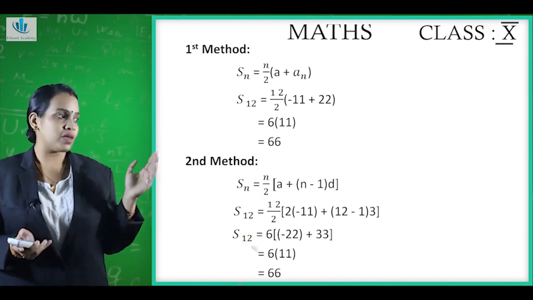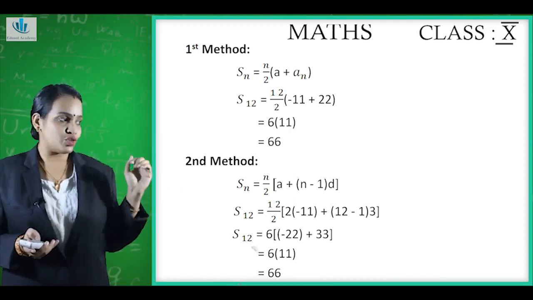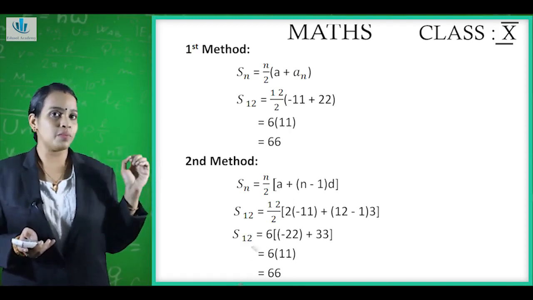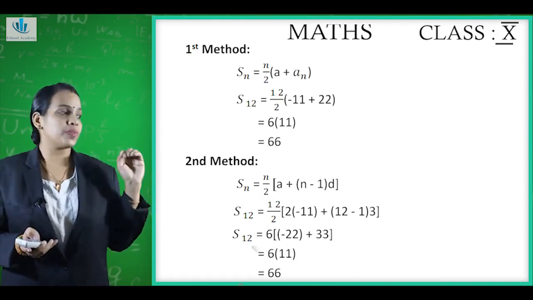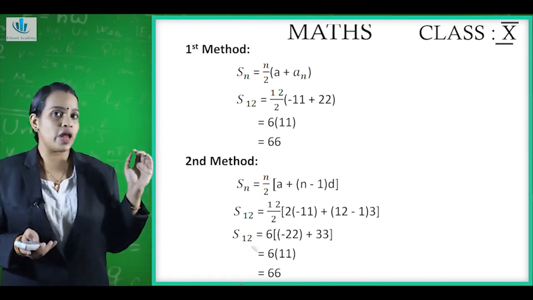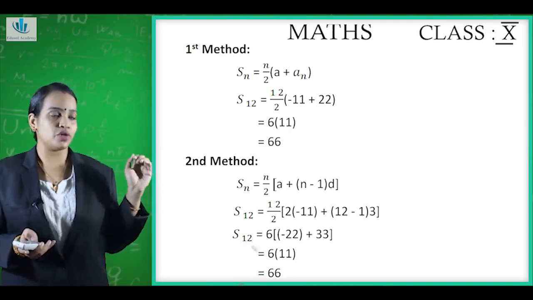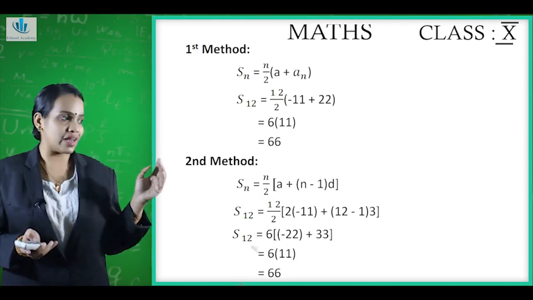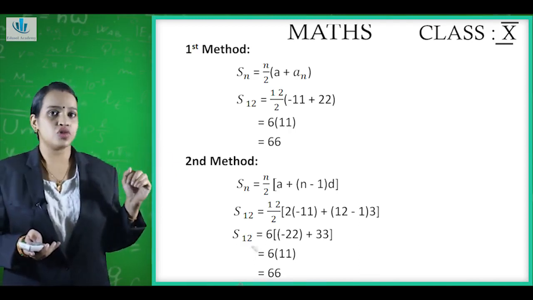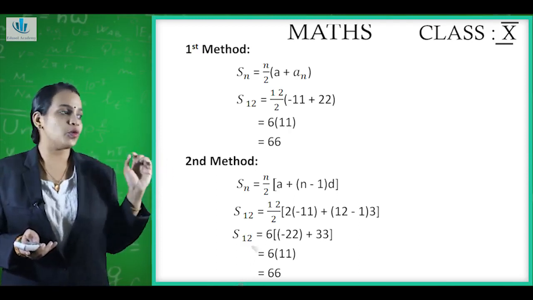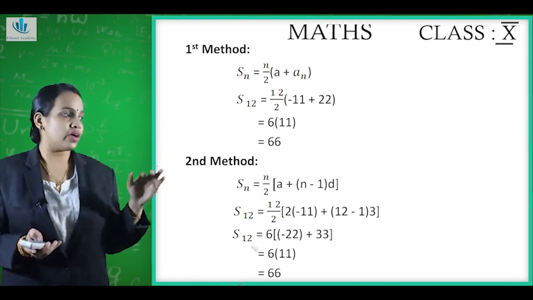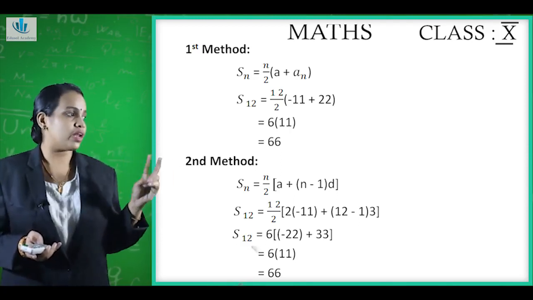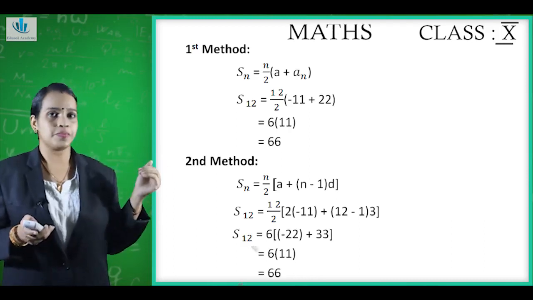So in the second method, we will put the value. S12 is equal to 12 upon 2 into 2 into minus 11 plus 12 minus 1 into 3. Now S12 is equal to 12 upon 2, it is 6, 2 into minus 11, it is minus 22, plus 12 minus 1, it is 11, into 3, it gives 33. So 6 into minus 22 plus 33 gives 11. So again 6 into 11 is equal to 66. So with the two methods, we are getting the same answer. So any one method you can use to solve it.